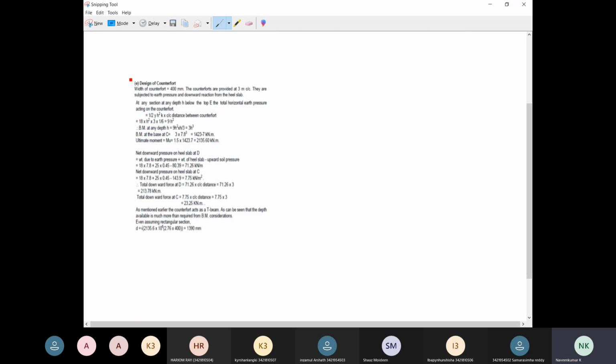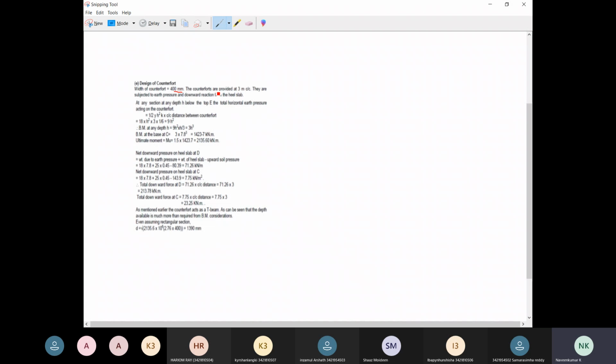Okay, now what we're going to do is decide the width of the counterfort. The width of the counterfort can be decided based upon the assumption and the stem also. The width of the stem at the top is 200 mm. Considering that width, the counterfort width can be taken as 400 mm, double the times of the stem.